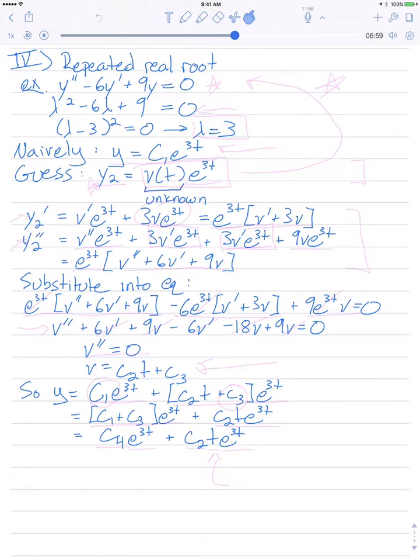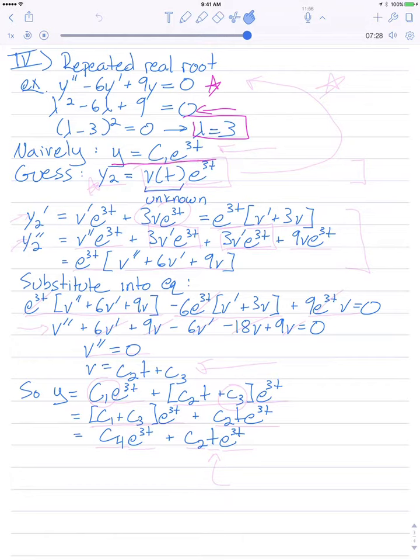All right. The last case is the case of a repeated real root. So the example here is y double prime minus 6y prime plus 9y equals 0. Characteristic equation is lambda squared minus 6 lambda plus 9 equals 0. That can be factored as (lambda minus 3) squared equals 0, so lambda equals 3 is a repeated root. So naively, we know that one solution is c1 e to the 3t, right?